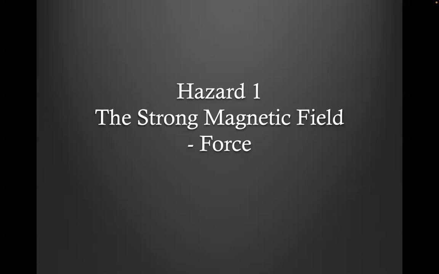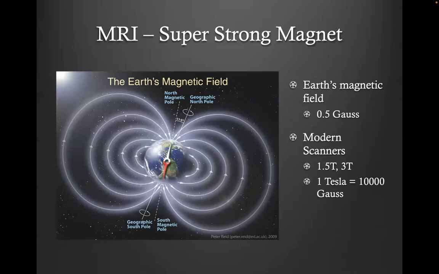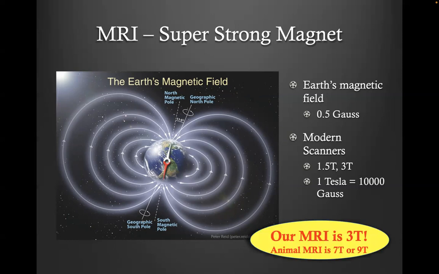So the first hazard with MRI is the strong magnetic field, because with any strong magnetic field, you have strong force. The Earth's magnetic field is very small. It's 0.5 Gauss. For modern scanners, we're talking about 1.5 Tesla or 3 Tesla, or in the animal scanner, we're talking about 7 Tesla. And 1 Tesla equals 10,000 Gauss. So just think how strong it is. And our MRIs at HSF3, the human MRIs are all 3 Tesla scanners, and the animal MRI scanners are 7 or 9 Tesla. So it's an enormous magnetic field.